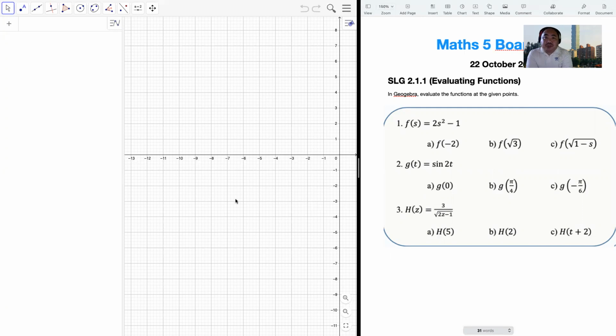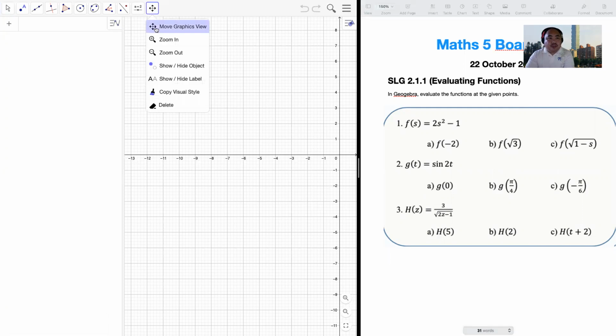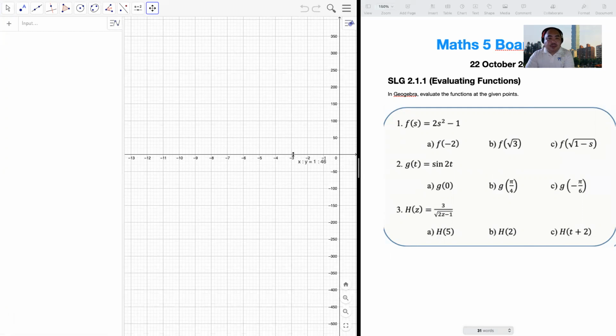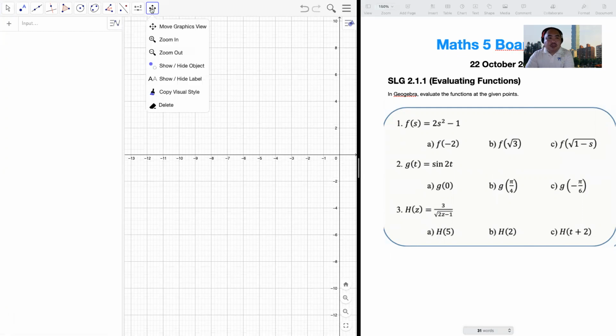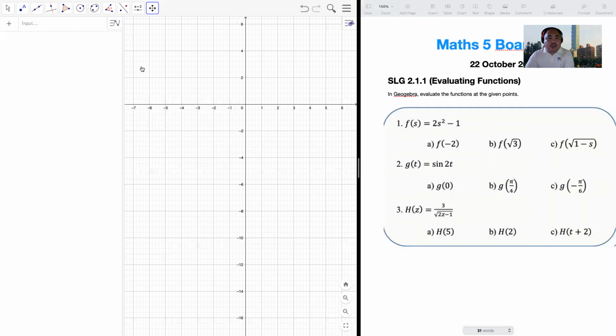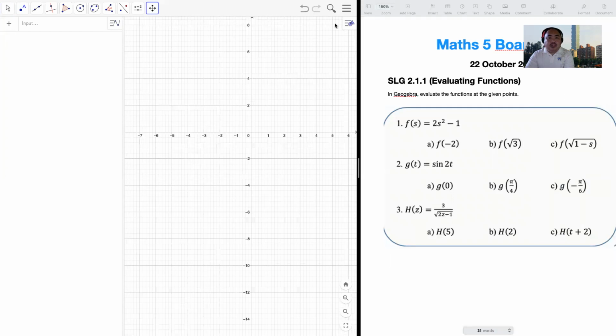So, how do we use GeoGebra to evaluate functions? Firstly, you have to input a function in your GeoGebra. So how do we do that? Let me just move our graphics window. There. Okay, I think that's much better.